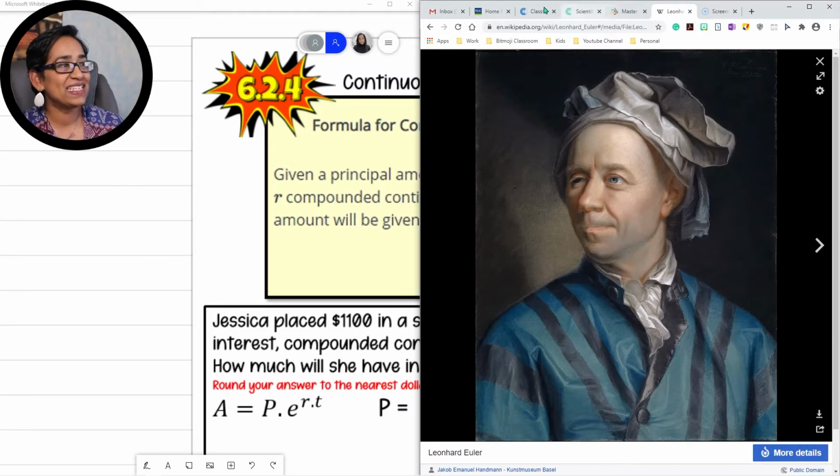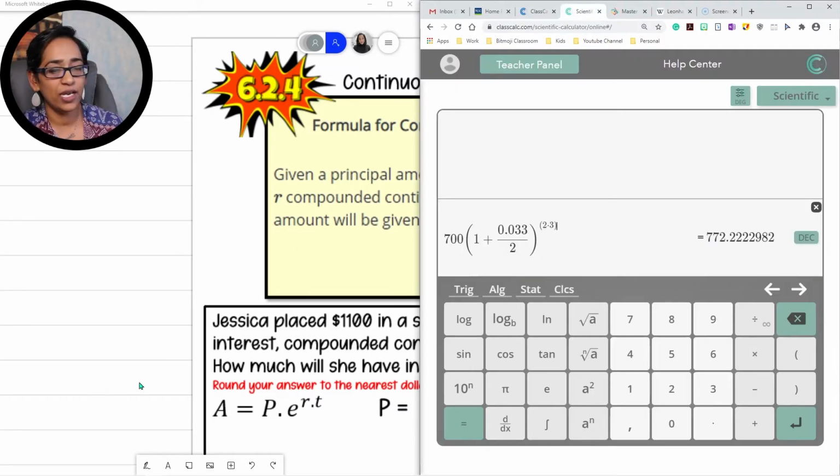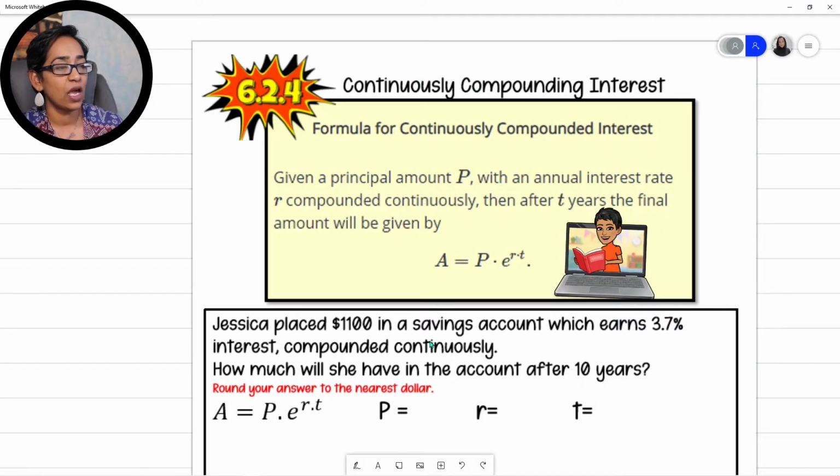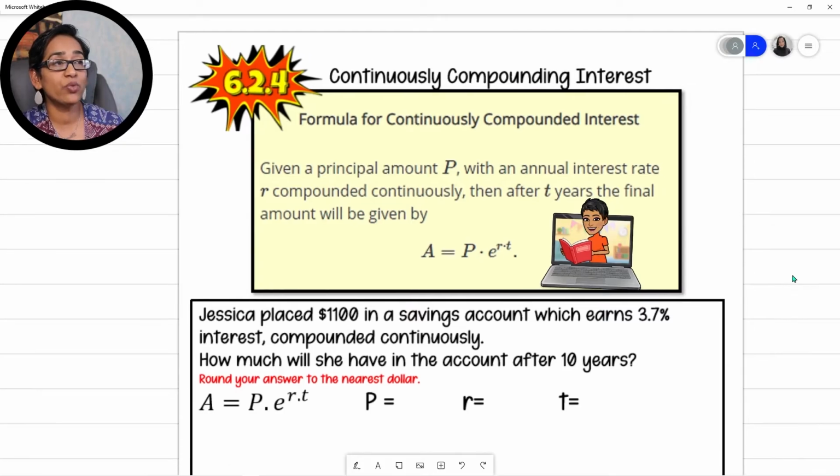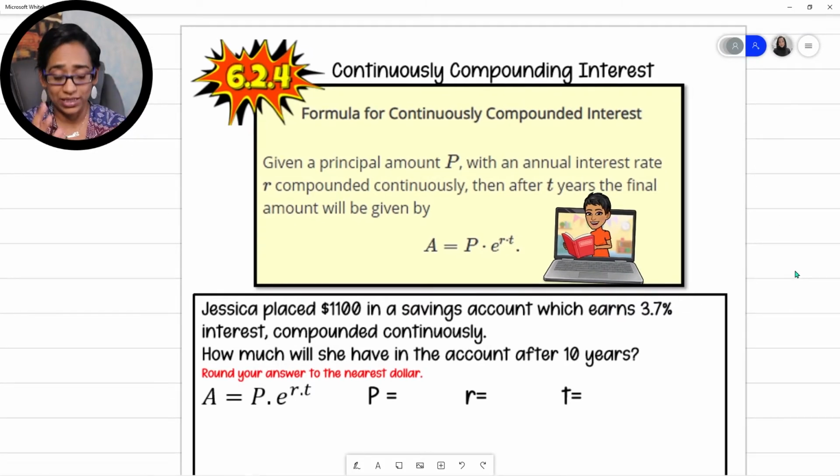All right, let's go ahead. Let me have my class calc ready, and let me jump right here. So this is what the problem is. When you're compounding continuously, again, this will be specified in the problem. You have to look for the keywords. So here I have it. This is the formula for compounding continuously: A is equal to P times E, where E stands for Euler, to the power RT. Now let's go ahead and take a look at this problem here.